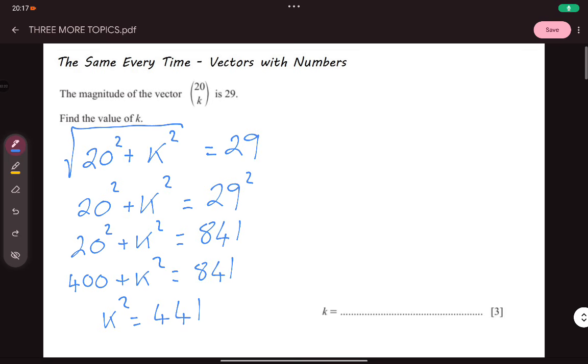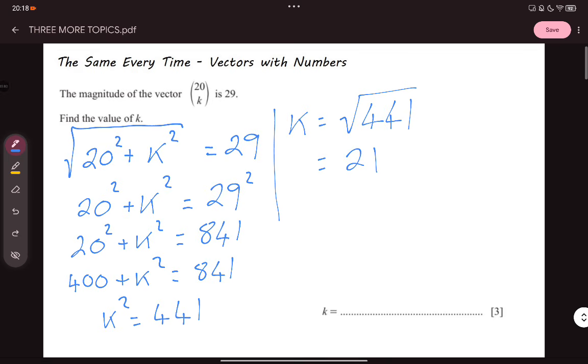Of course, another way of looking at that is that we could solve it like an equation. So move the 400 to the other side. k squared is 841 minus 400, which is 441. So k squared is 441. So k must be the opposite of squaring, the square root of 441. And k is actually 21.